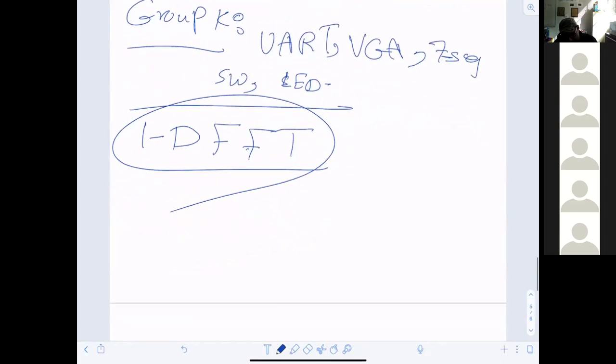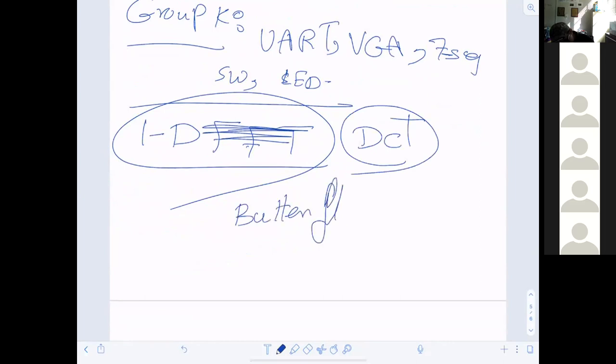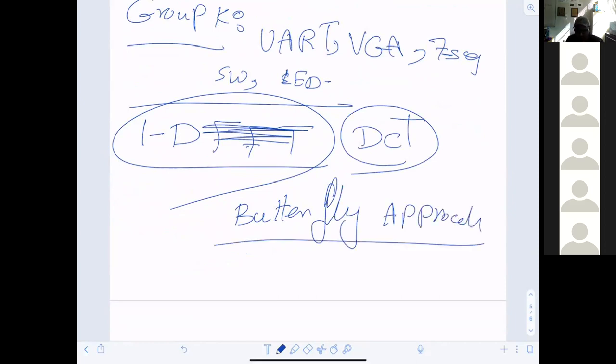So I can actually make it easier. You can use the discrete cosine transform using something called the butterfly approach. There's a ton of papers about this, and there's a ton of code that has been written. You can find it in open source or anywhere. Actually, I have my own code. I can find it and send it to you.